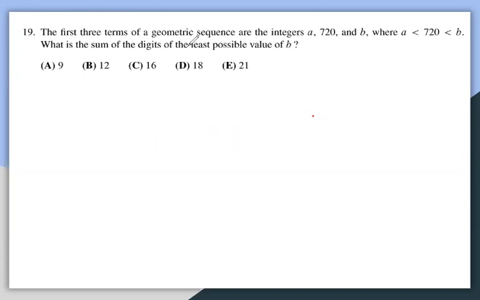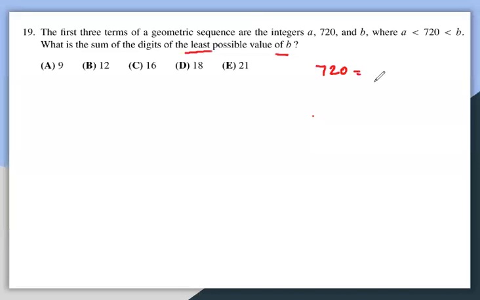So we have the first three terms of a geometric sequence given as 8, 7, 20, and B. A is the smallest and B is the largest. We want the sum of the digits of the least possible value of B. So we want B to be the smallest number possible. If you want B to be smallest, then A has to be as large as possible, that's smaller than 720. So let's start with 720.